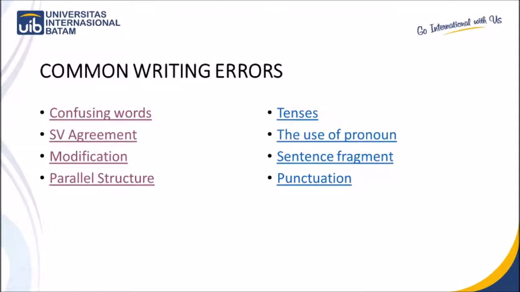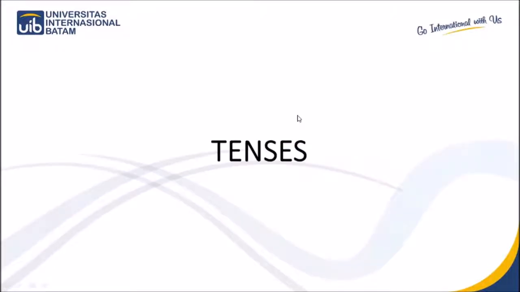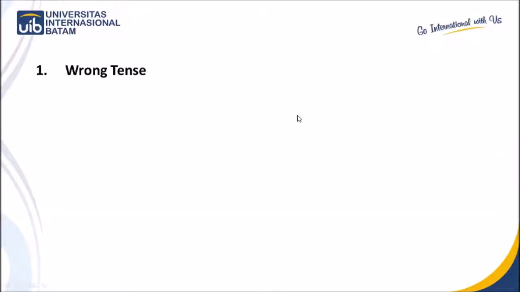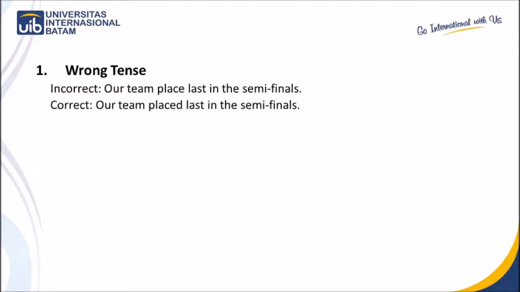Let's continue to another common writing error, which is tenses. When writing, sometimes we make mistakes in tenses. For example, "Our team place last in the semifinals." The correct tense is past tense because it already happened in the past. So the correct sentence is "Our team placed last in the semifinals." So we change the verb into verb 2 by inserting the -ed in the verb.